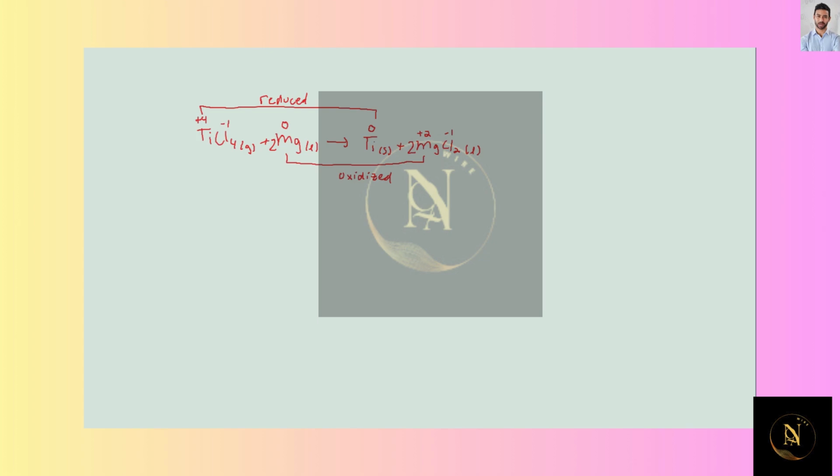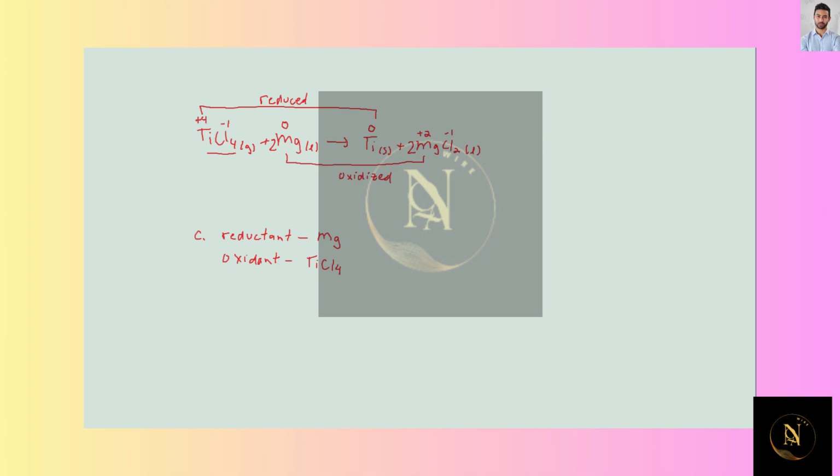The next part says which substance is the reductant and which is the oxidant. So remember the reductant is whatever is being oxidized. So the substance being oxidized is the magnesium metal, and the oxidant is whatever's being reduced. And titanium is being reduced, but when we're talking about the oxidant, you need to name the entire substance here. So it is TiCl4, titanium tetrachloride, that is the oxidant.